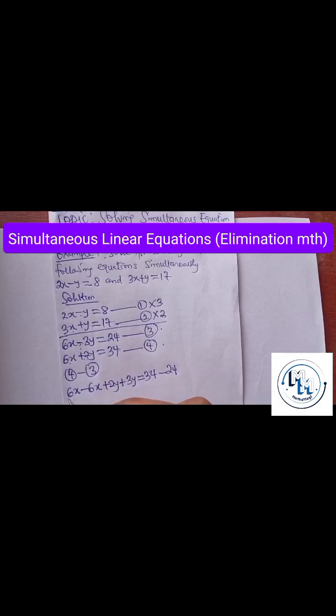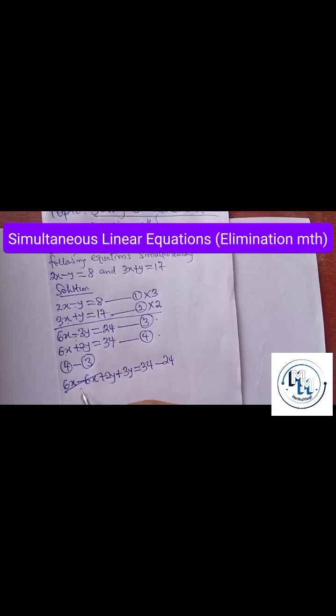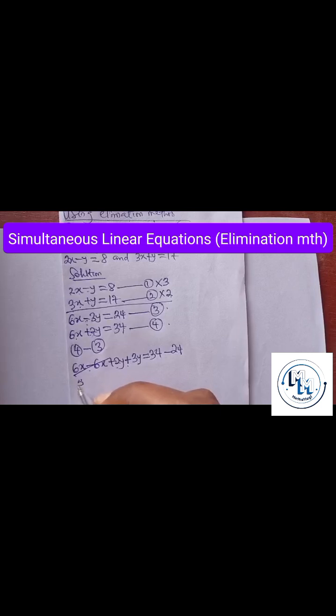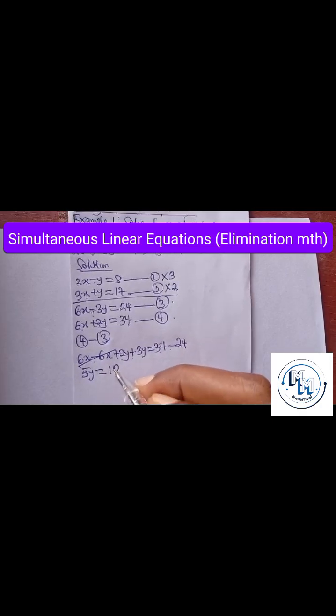Of course, the x term goes away because 6x minus 6x is 0. So I'm left with 2y plus 3y, which is 5y, equal to 34 minus 24, which is 10. Now to get the value of y, I divide both sides by 5, being the coefficient of y. I cancel out 5, y is left, 10 divided by 5 is 2. At this point, the value of y is 2.